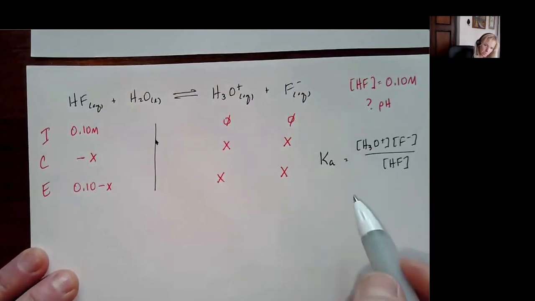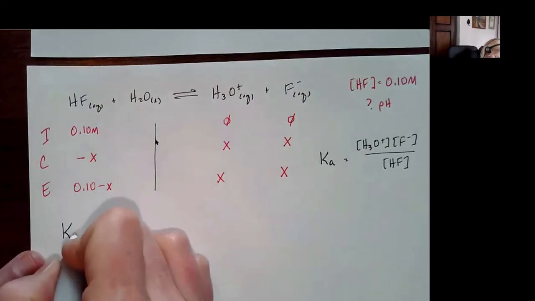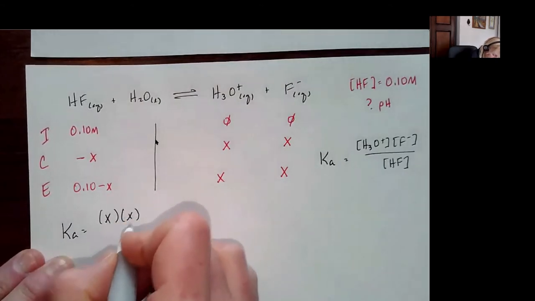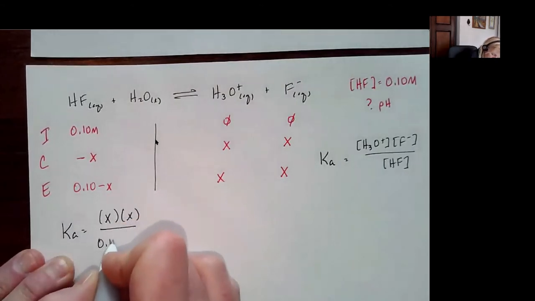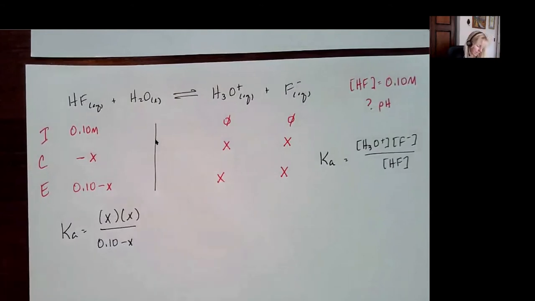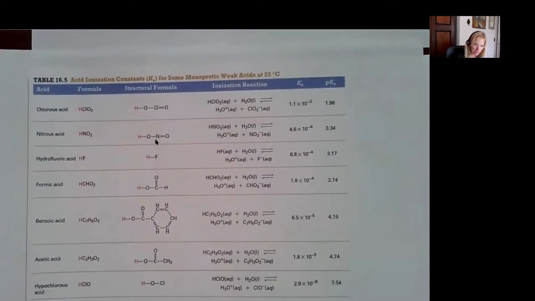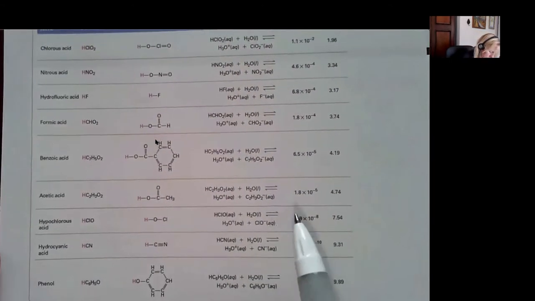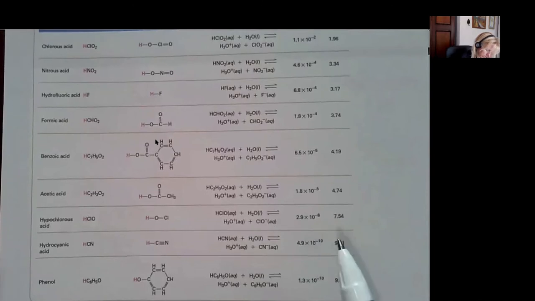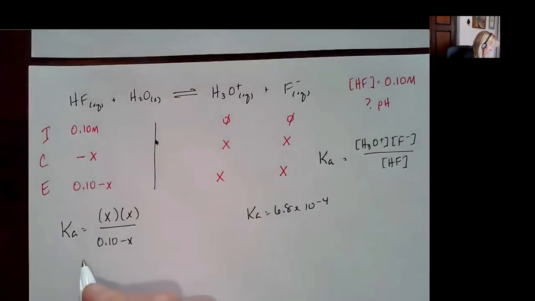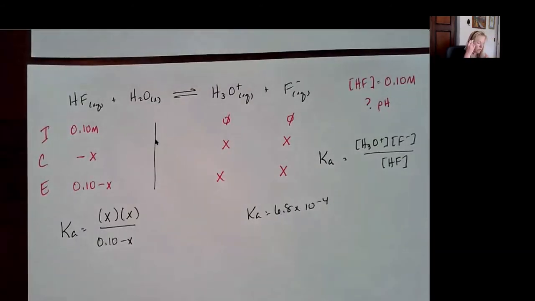So now I can just plug my values in. Ka equals X times X over 0.10 minus X. And I could solve for X if I knew Ka, and I know Ka because I have this table and I can look up these values. So you can always look up your acid disassociation constants. HF is here at 6.8 times 10 to the minus 4. So I can plug that in here and I can solve for X.